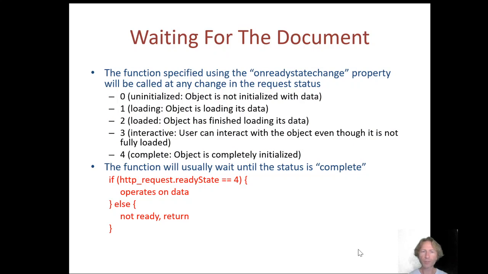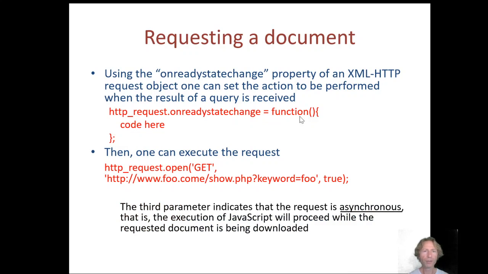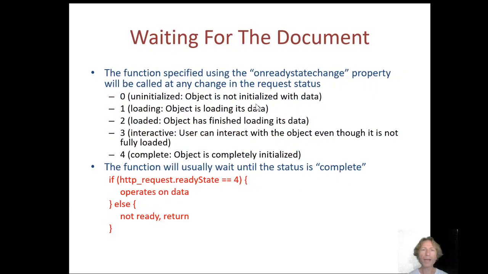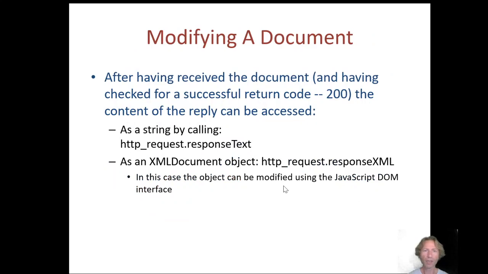So this function that we registered earlier will be called whenever anything changes in the request status. For instance, when it's loading, or when it's loaded, or when the entire object is completely initialized, then we get a callback there. And the function can do anything, right? Maybe while it's loading it can do stuff, but typically it will wait until the status is complete. So you can query the status by checking it, see if it's 4, and then you operate on the data, and otherwise nothing is happening, so you can just return.